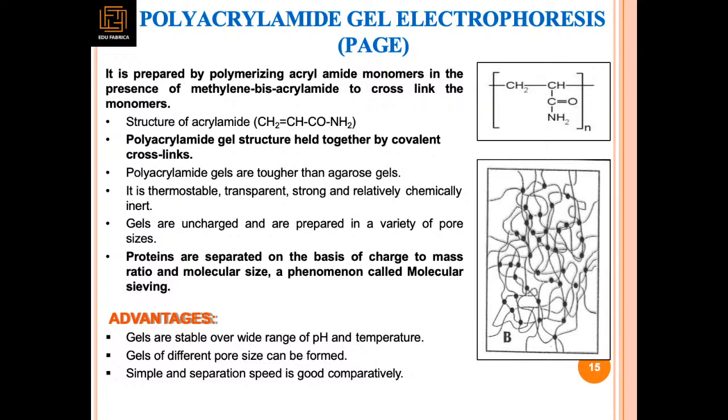The gels are uncharged and are prepared in a variety of pore sizes. Proteins are separated on the basis of charge to mass ratio and molecular size, and this phenomenon is called molecular sieving. The gels are quite stable over a wide range of pH and temperature, and gels of different pore size can be formed. Sample and separation speed is also quite good comparatively.